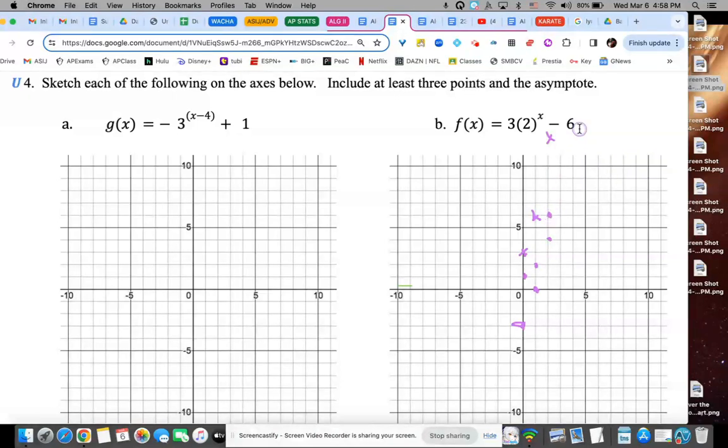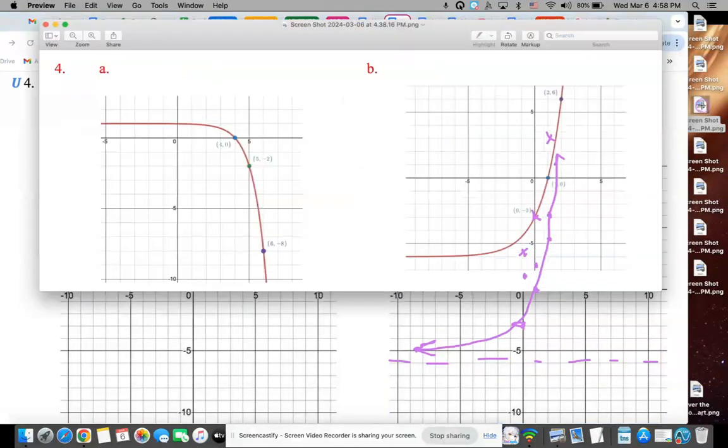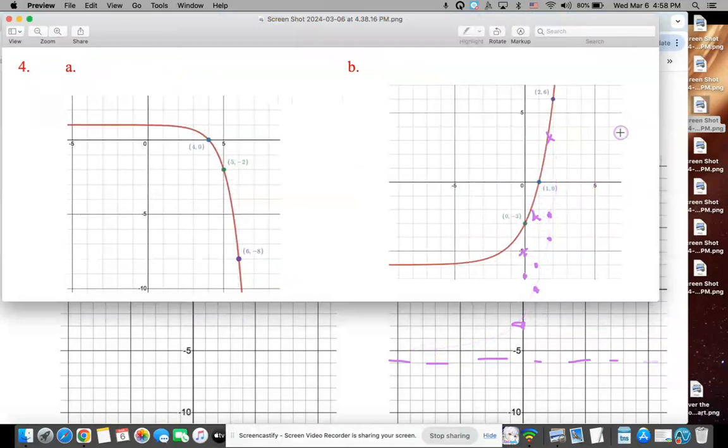All right, where's my asymptote at? Well, it's at -6, so it's way down here. And I know that because of that shift. All right, so that's going to come down through these 3 points and then approach my asymptote, right? So that's what it should look like in the end. All right, let's take a look at the answer here. Right, you can see how we ended up in those positions.